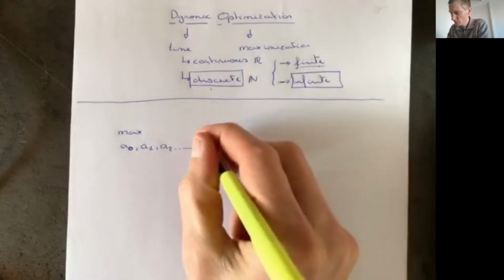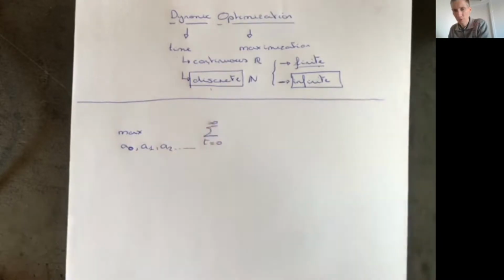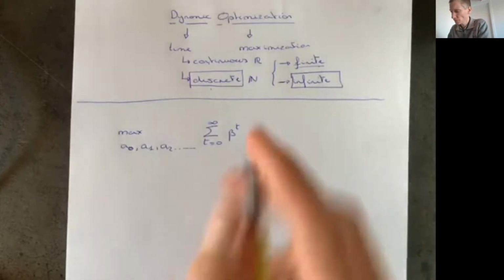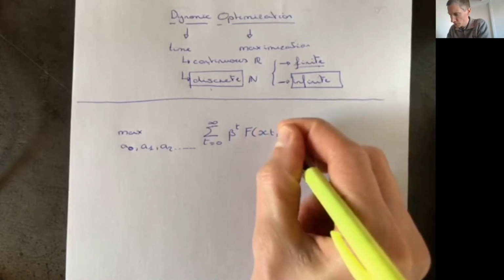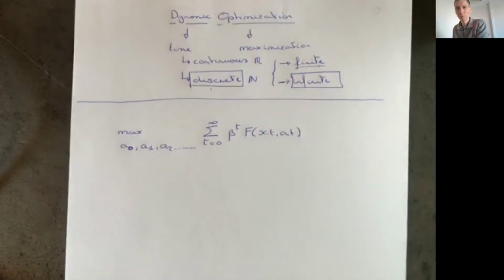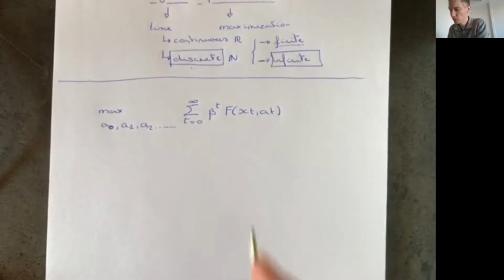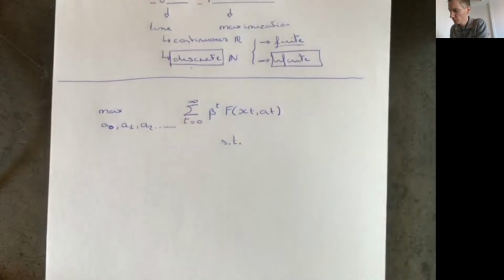What are we going to optimize over? It's going to be a sum that starts at t0 and goes to t infinity of beta to the power t of some f that's a function of xt, at, right? I'm going to explain in a minute what all these things mean. And then we're going to have several constraints.